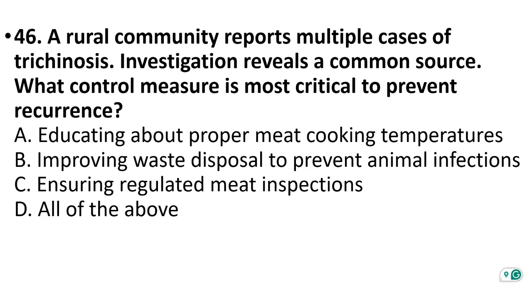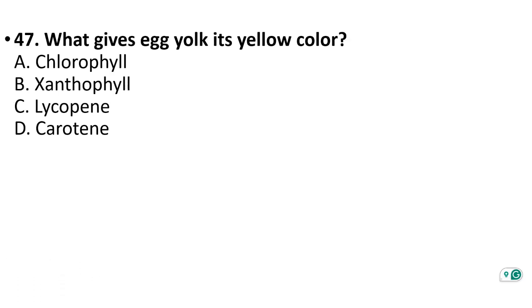46. A rural community reports multiple cases of trichinosis. Investigation reveals a common source. What control measure is most critical to prevent recurrence? Educating about proper meat cooking temperatures, improving waste disposal to prevent animal infections, ensuring regulated meat inspections. All of the above. Your answer is option D. All of the above.